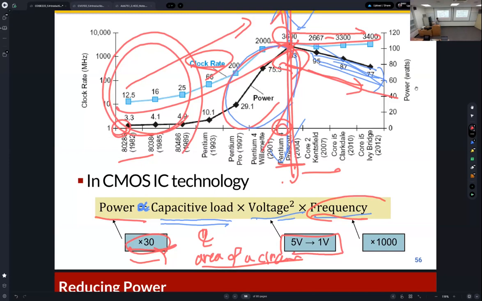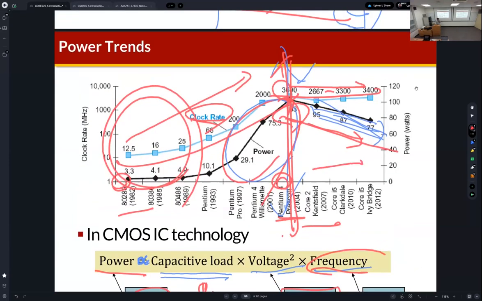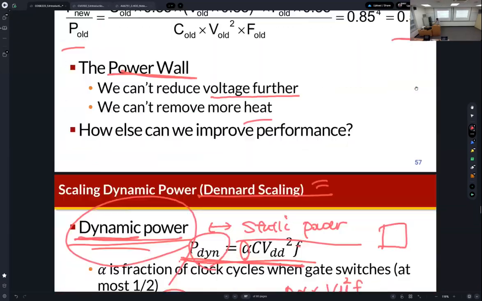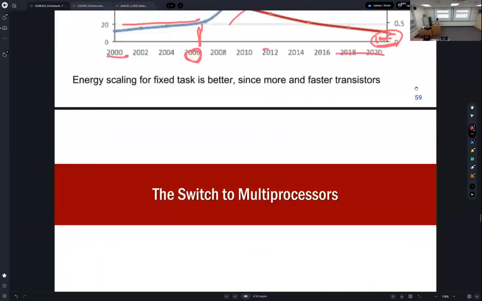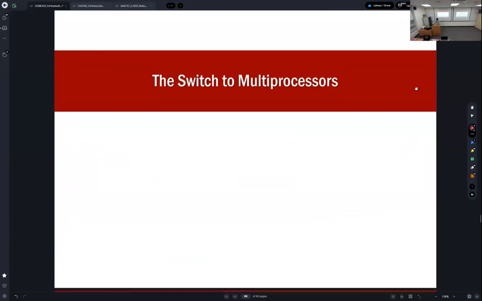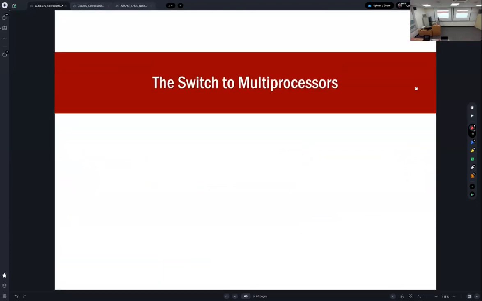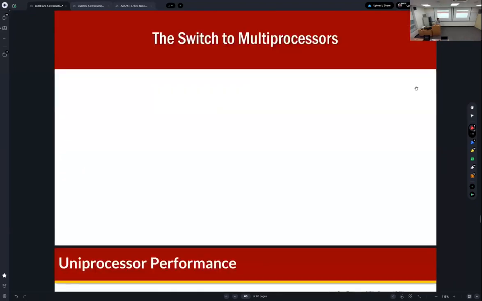So after this time, we also focus on the throughput of a computer system, because the CPU is changing. The CPU has been changing at that time for the multi-core architecture. Okay. So switch to multiprocessor. Multiprocessor means that it's a multi-core architecture.